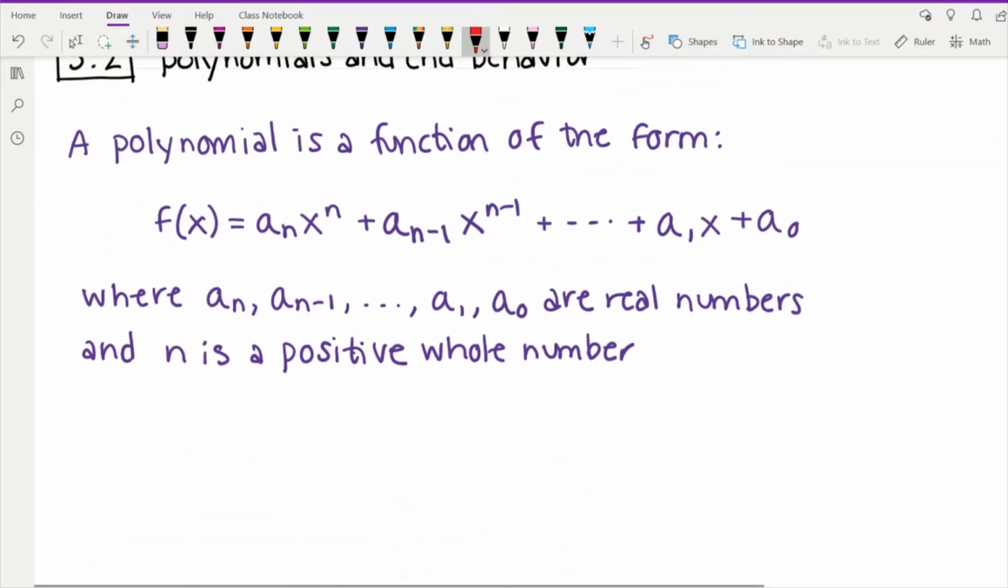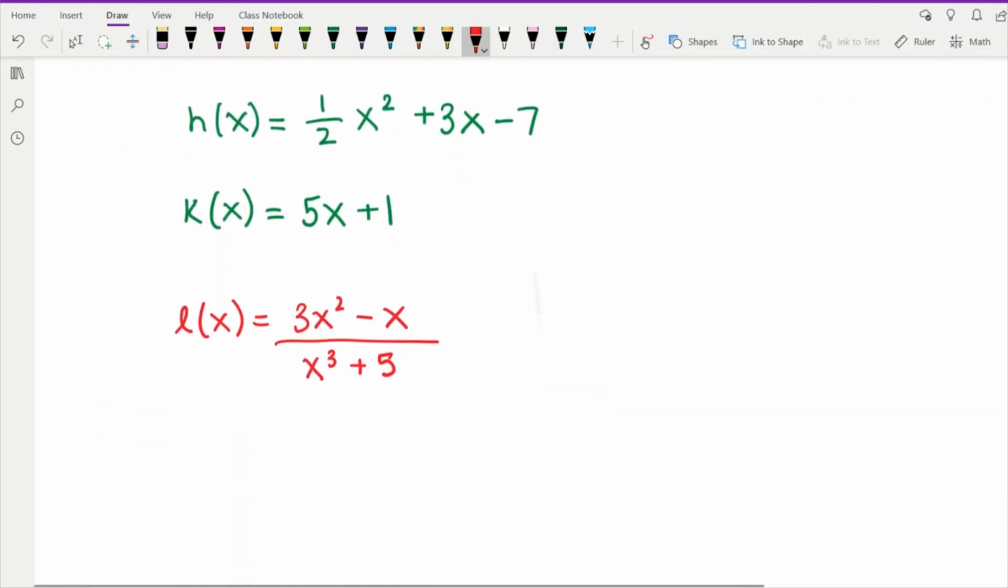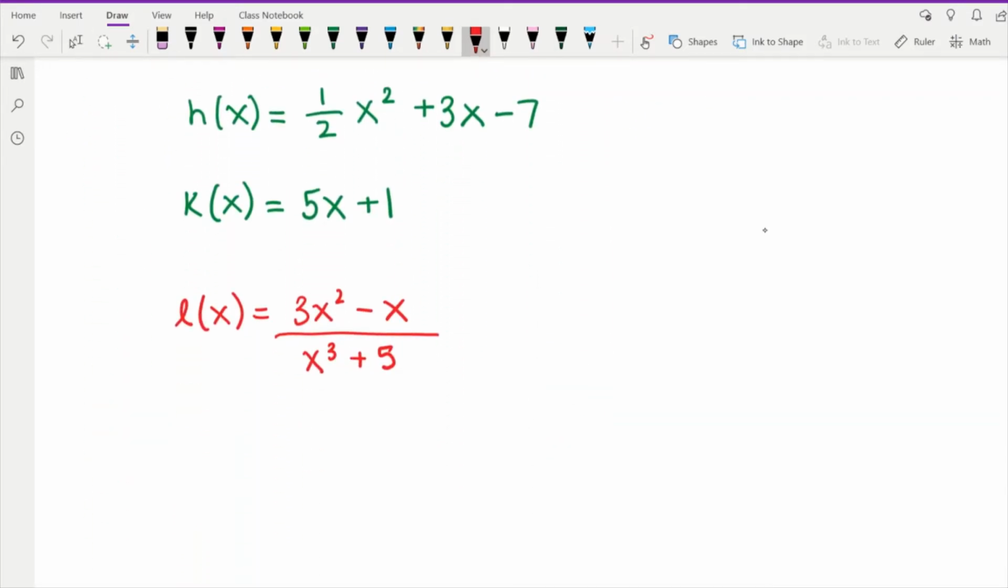The format is supposed to just be that you're adding up these different powers of x multiplied with different numbers. Here you are doing that in the numerator, but you're also doing it in the denominator. So this is actually called a rational function, and that's a different type of function that we'll get to later. So this is not a polynomial.